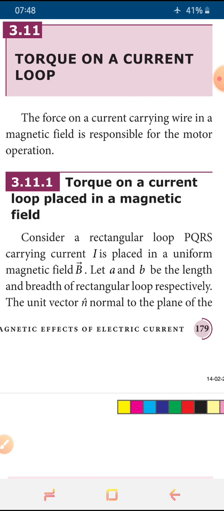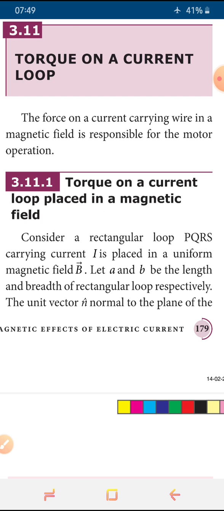எப்படி அந்த கான்செப்ட் இதில் யூஸ் ஆகுது, how the magnetic field and electric current play in this, we'll discuss here. We are clear that whenever electric current is flowing through a conductor, around that conductor some magnetic field will be produced. இது நமக்கு நல்லாவே தெரியும். So that concept here we are discussing with the help of magnetic field. We have the topic 3.11.1, torque on a current loop placed in a magnetic field.